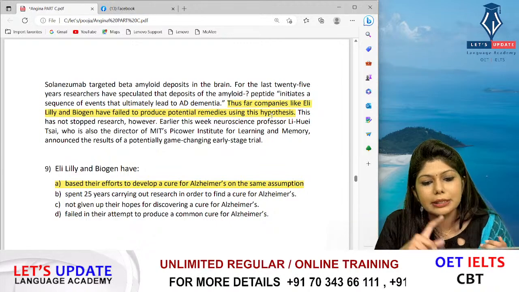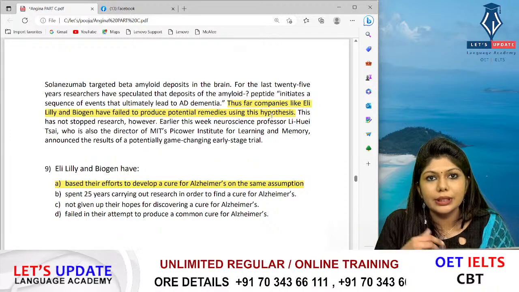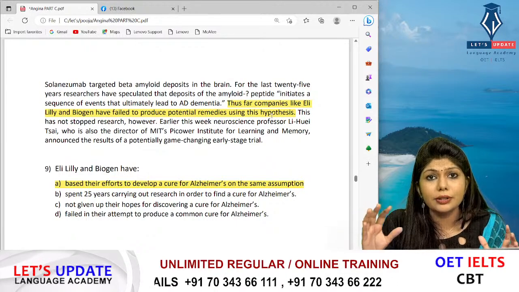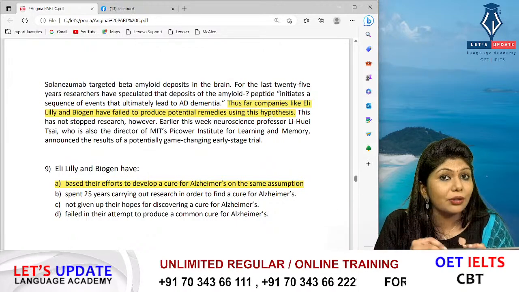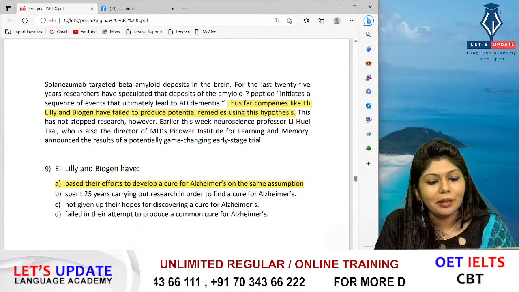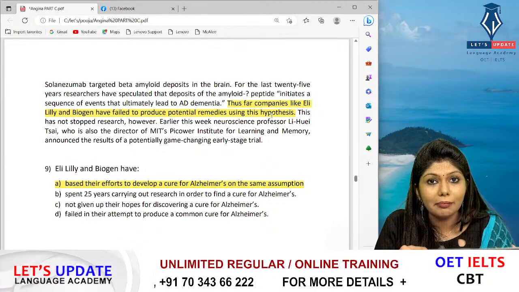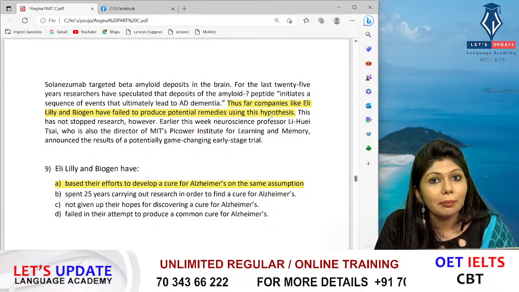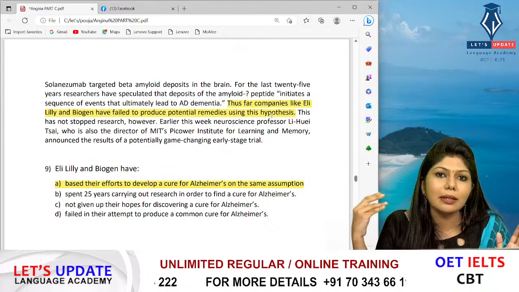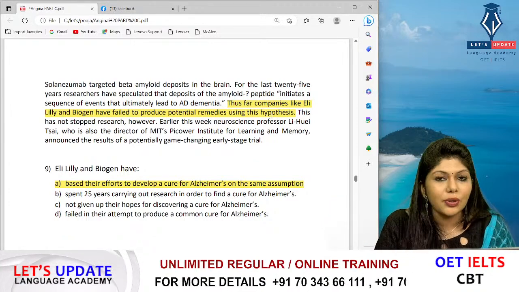Who are the other people? That is the neuroscience professor. He has again continued the research. It's about other people. They have continued research based on the same thing. So they have not mentioned that about Eli Lilly and Biogen giving up their hopes, or not stopping research. It's not about them. Nothing is mentioned about them after their failure. After their failure, they have generally mentioned that the research has not been stopped and some other people are continuing it, like the professor. And that is why we have eliminated C.